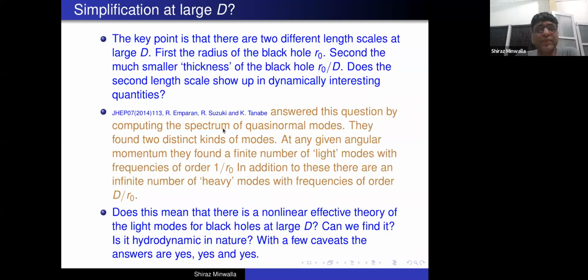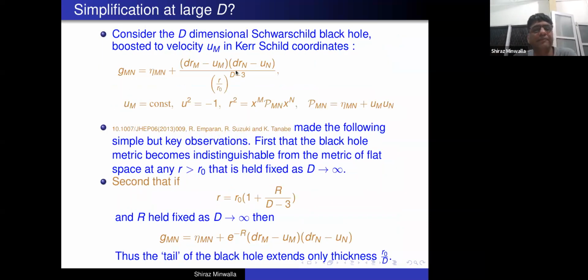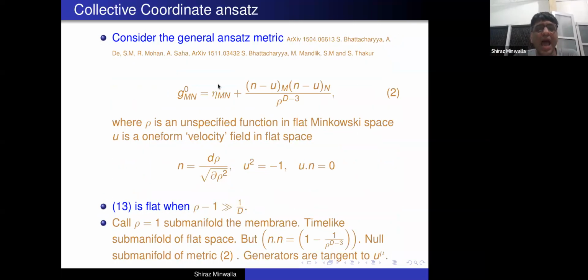Now, you remember we started with this black hole metric here, which was just the metric of the Schwarzschild black hole, where U was some constant velocity field and R was a specific function. Now consider this more general metric, which at this stage I'm just writing down by hand, where the metric is the metric of flat space plus any function in flat space, and then n is the normal to constant rho surfaces.